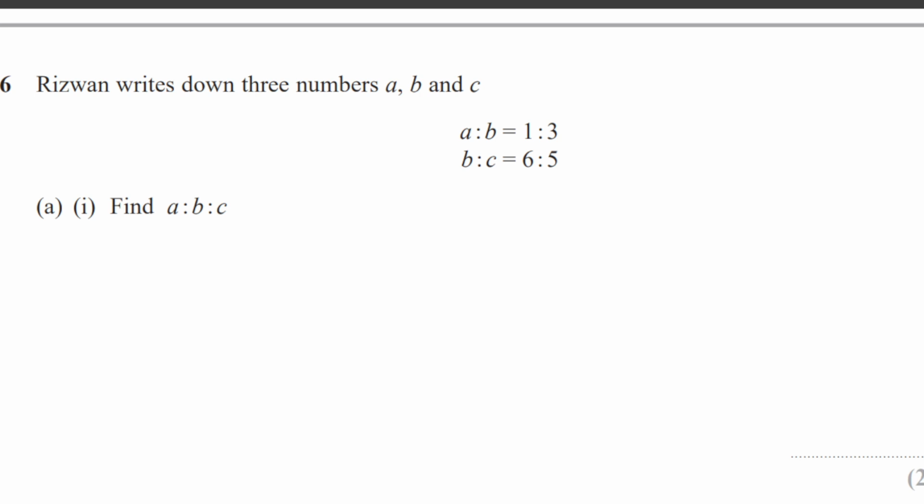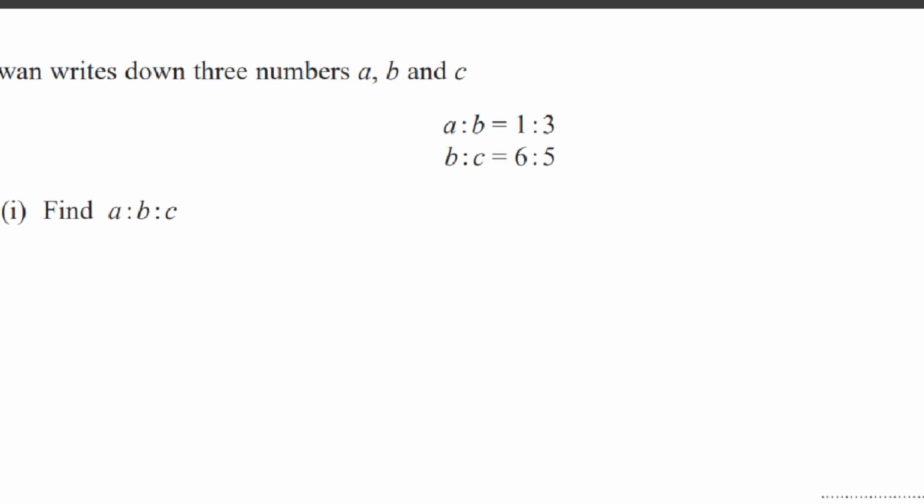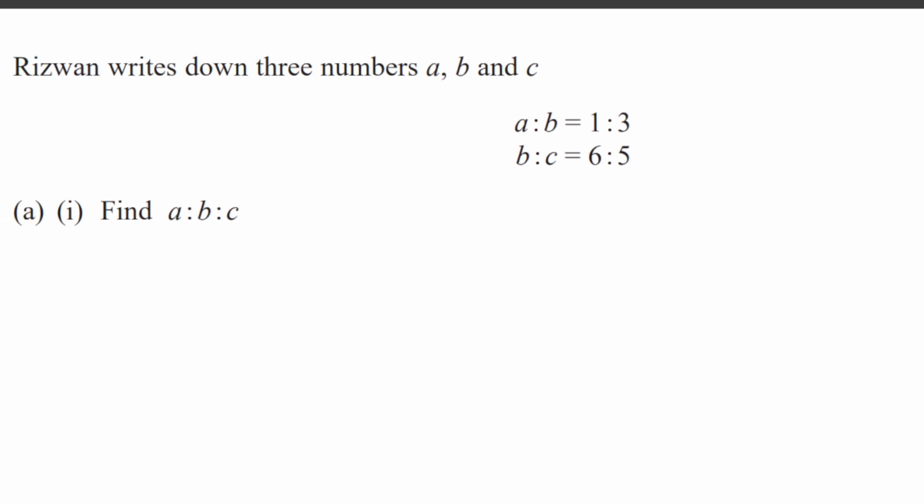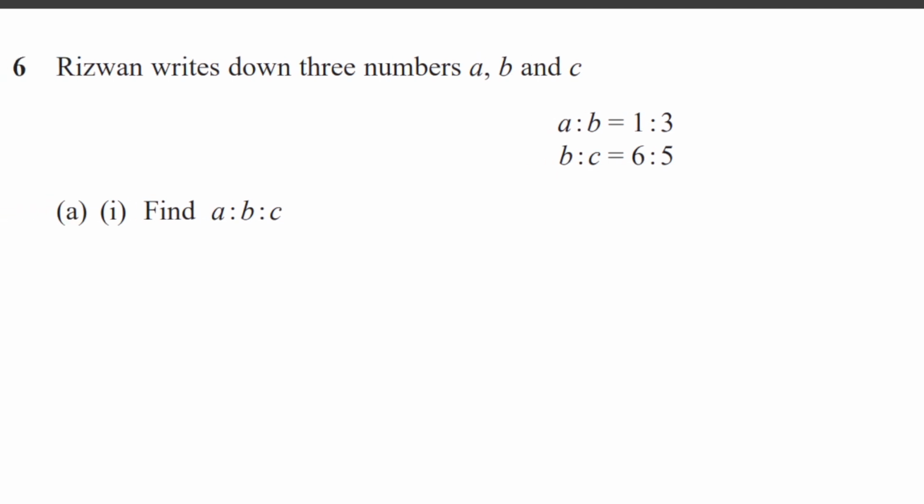Question 6 here is 6 marks and it's non-calculator. So let's do the first part. I'll just zoom in. Now the series 1 writes down 3 numbers A, B and C. Find A to B to C. That's very good. So let's first write it like A to B is 1 to 3.